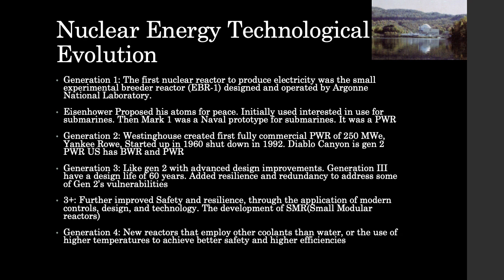and redundant in the case that there's an emergency. They address many of Gen 2's vulnerabilities and decrease the likelihood of nuclear accidents. Gen 3 Plus are further improved safety and resilience through the application of modern controls, design, and technology. The development of small modular reactors also falls under Gen 3 Plus. Generation 4 reactors are the new reactors that are being designed right now, and they use other coolants than water, so you can produce power at lower pressures and achieve better safety and higher efficiencies.